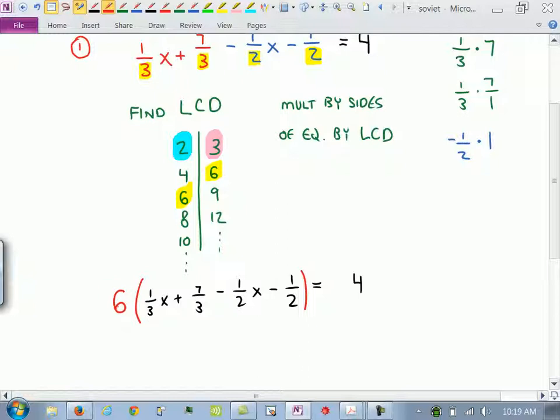Now on the right side, I need to multiply by 6 also. So I'll put a 6 out in front of the 4. That's why I left a space. And it's just times 4. I do not need parentheses. Why? On the right side, it's just a single term, right? 6 times 4, boom, done. If it was a couple of terms on the right side, I would have to have parentheses that I have to distribute through.